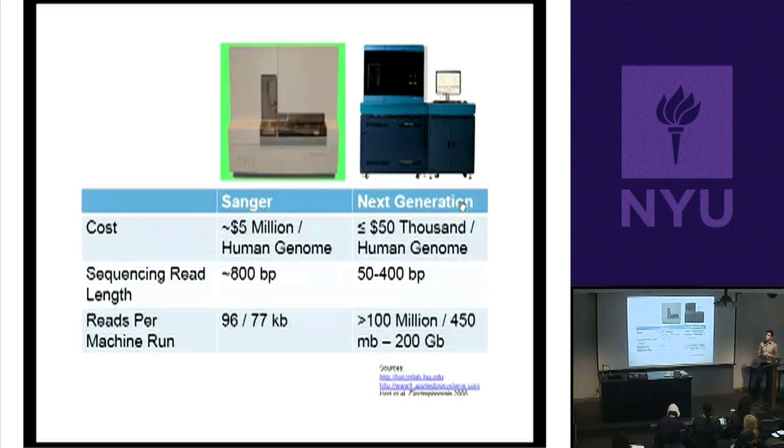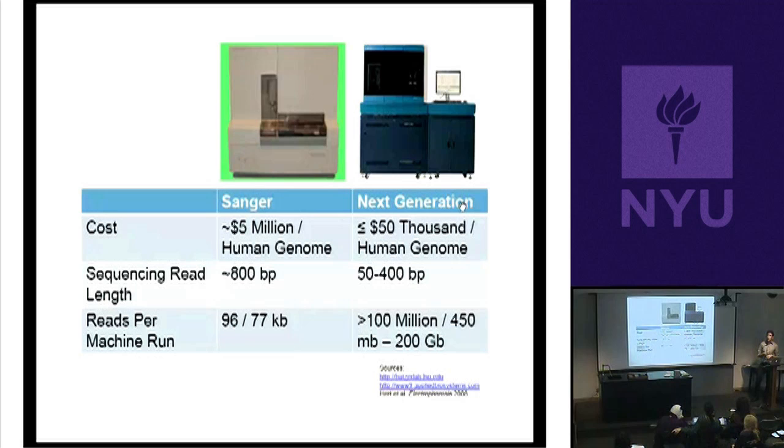Other differences between the technology that are of note are the sequencing read length. On a Sanger machine, you're lucky to get a read around 800 base pairs. And on a next generation machine, the read sizes are actually a lot smaller, but you get a lot more of them. The reads are between 50 and 400 base pairs, depending on the actual next generation machine that you decide to use. And below, I break it down even further. In the last row here, reads per machine run. On a Sanger machine, the largest machine that you can buy, you can get 96 individual sequences, and that shakes out to about 77 kb of DNA sequence.